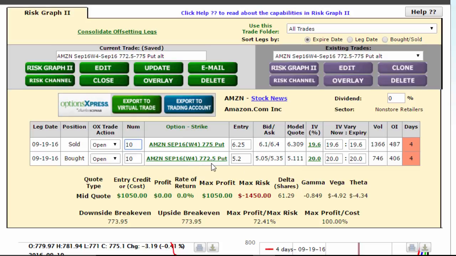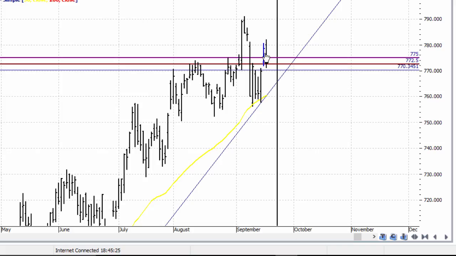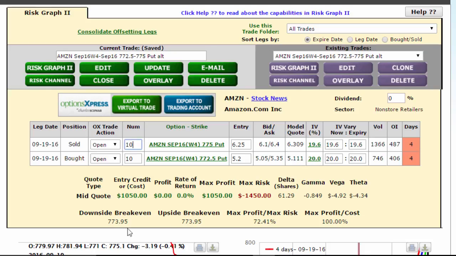Now, that will occur if the stock closes below this 772.5. So the stock right now, remember, is at 775. Okay, so my break-even point is 773.95. Because I've taken in this credit, the stock can go lower than the put that I've actually sold before I'll start to actually lose money.